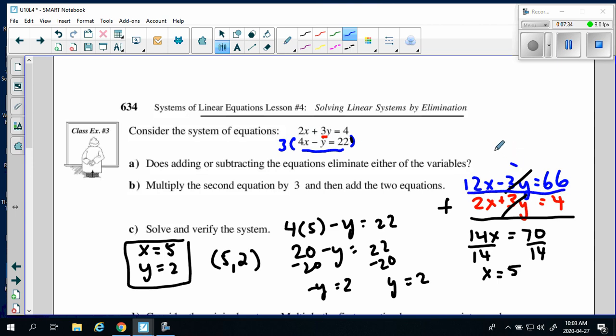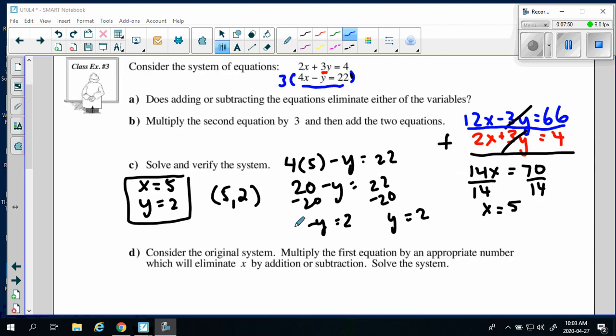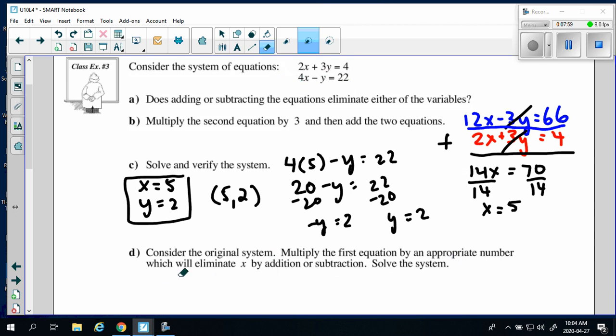And I haven't broken any equation solving rules because I'm allowed to do the same thing to both sides. And the same thing that I've done is multiplied by 3. So this is totally legal to multiply both sides by whatever you want, so long as you multiply both sides. Now, some students might say, wasn't there another way to solve this equation? In part D, multiply the first equation by an appropriate number, which will eliminate x by addition or subtraction? So the case that we did, as you can see over here, we eliminated y.